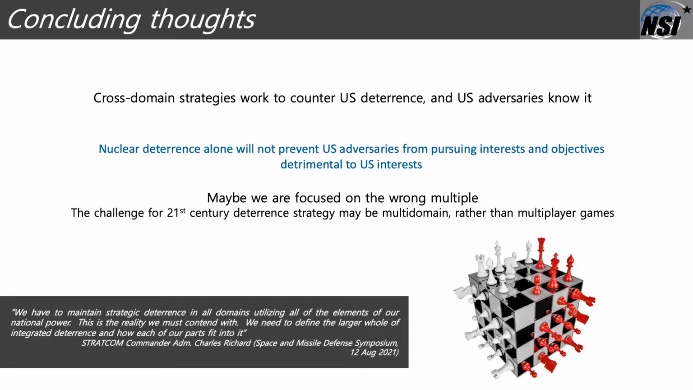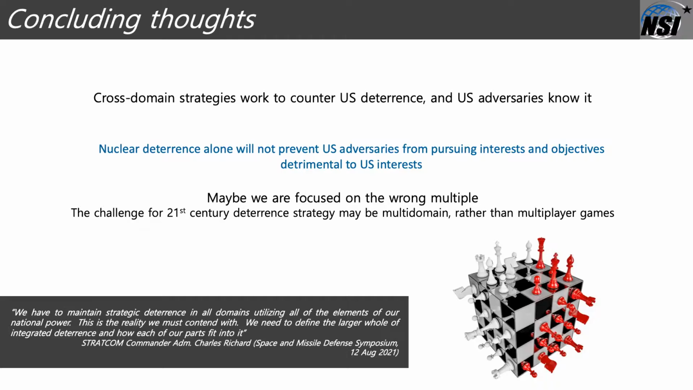The US has not found a way to effectively counter the rise of adversarial influence campaigns that have been further boosted by the say-do gap in US foreign policy. Focusing on nuclear deterrence alone will not prevent US adversaries from pursuing interests and objectives detrimental to US interests. At best, it will send those adversaries down a different, albeit less immediately dangerous path.